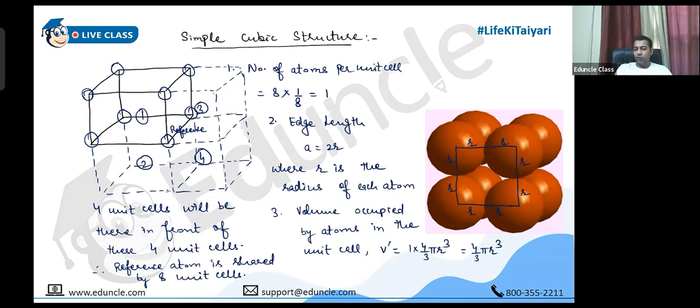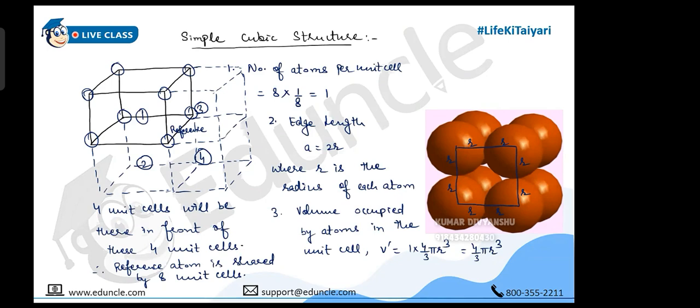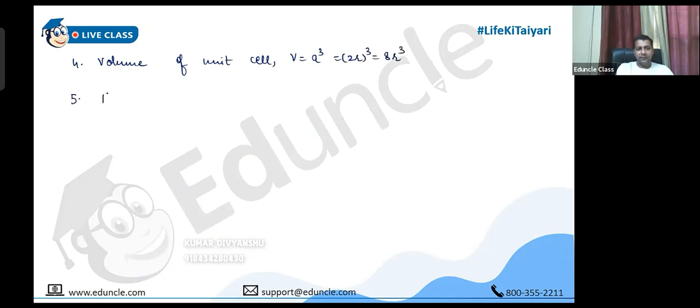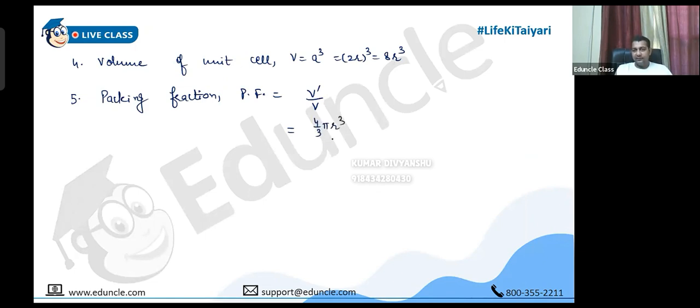How can you get the total volume of the unit cell? Volume of the cube is side cube, right? Yes, sir. Okay. So volume of unit cell is (2r) cube, that is 8r cube. Now packing fraction is V dash by V. V dash means volume occupied by the atoms in the unit cell divided by the actual volume of the unit cell, or the volume available. And this is nothing but, you can see, pi by 6, which will come out to be 0.52.